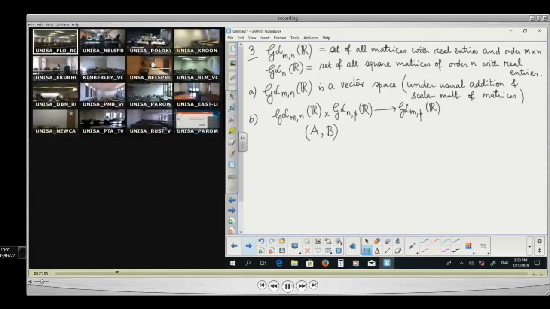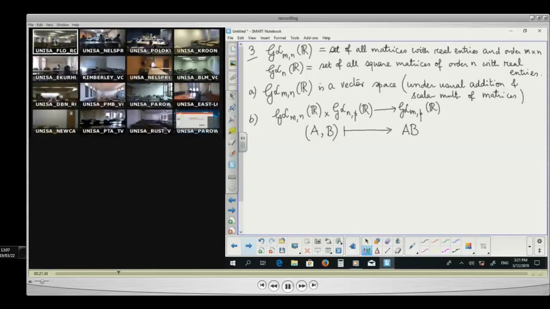A coming from this means it's an m cross n matrix. B coming from this means it's an n cross p matrix. I can multiply them to get hold of an m cross p matrix, right? Okay. Similarly, okay.